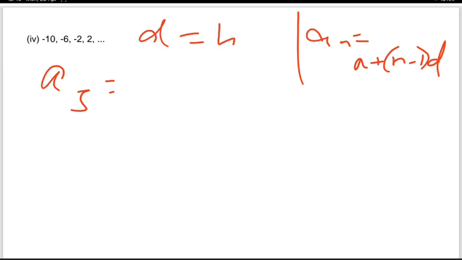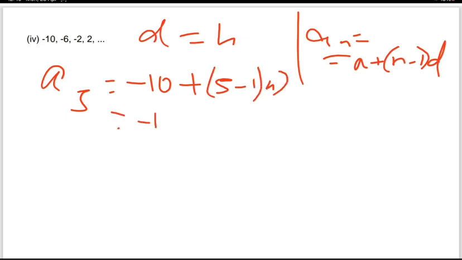So this is the formula for finding the nth term. So here 5 is the nth term. So let's write. So a is minus 10, minus 10 plus n is 5, 5 minus 1, d is 4.